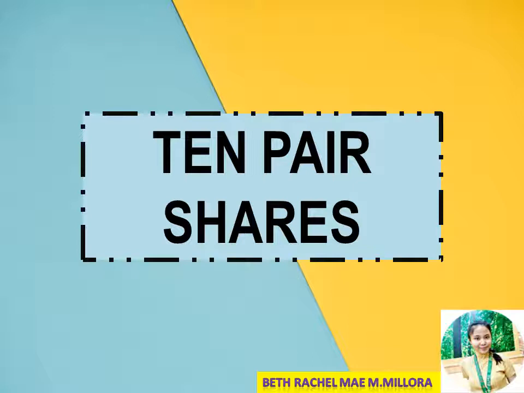Pair share number 9. With your neighbor, identify one problem, concern, or issue related to what you just learned. And the last one is pair share number 10. Tell your neighbor the answer to a question related to what you just learned and see whether she can figure out the question that goes with the answer.